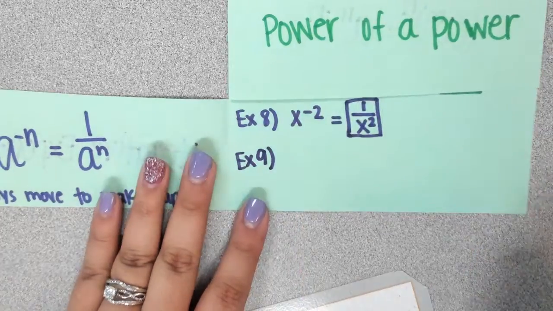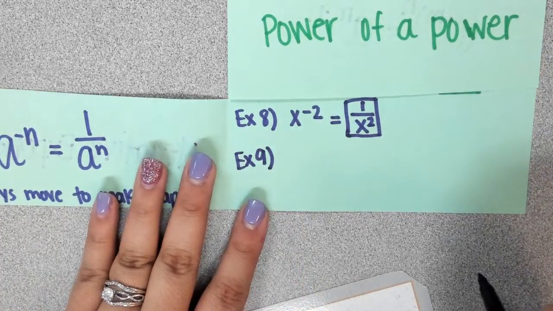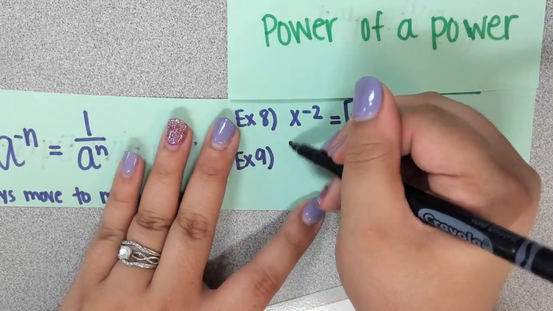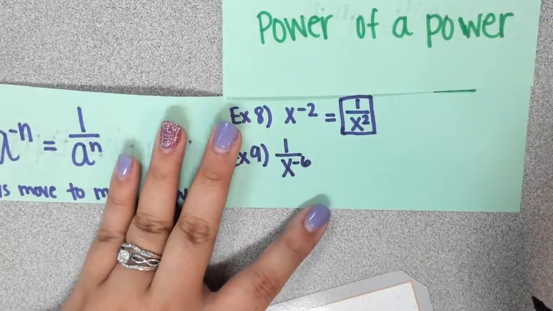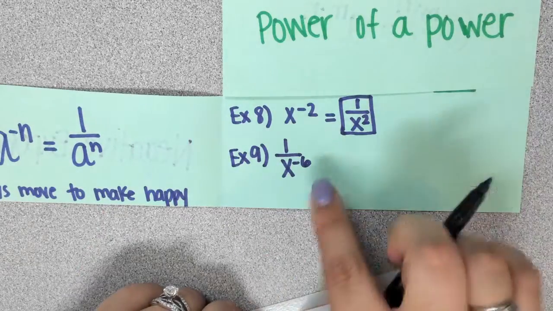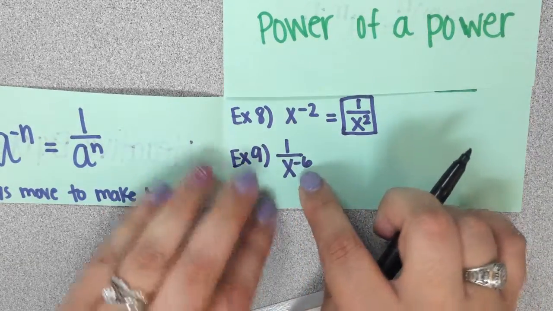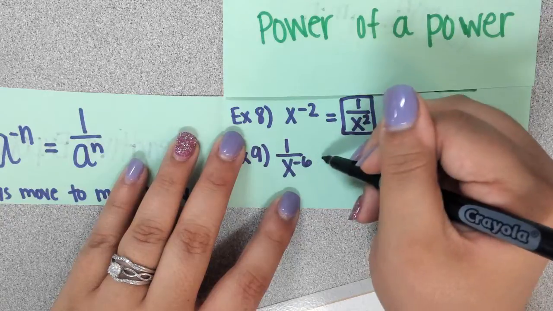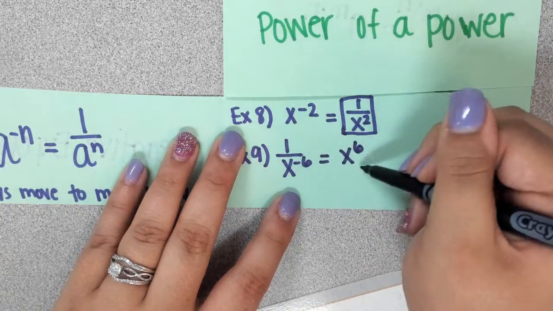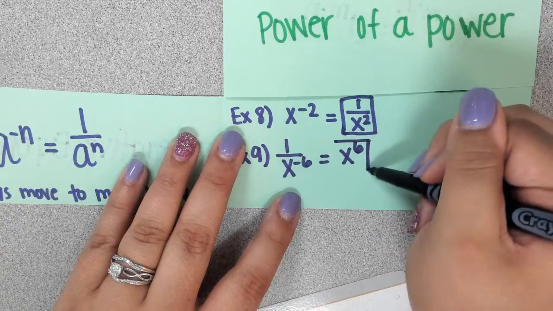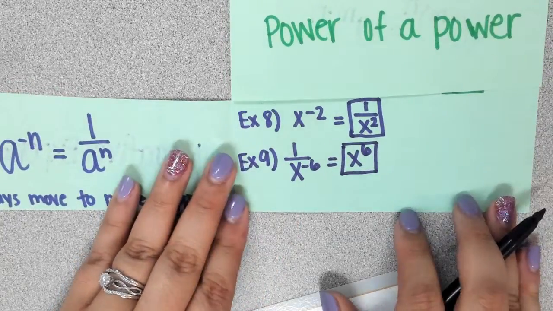Example 9, what if I do 1 over x to the negative 6? Again, it's negative, so I have to move it, but I'm going to move it up to the top and make it positive. I could put over 1, but I don't need to. It's okay if you do, it's okay if you don't.